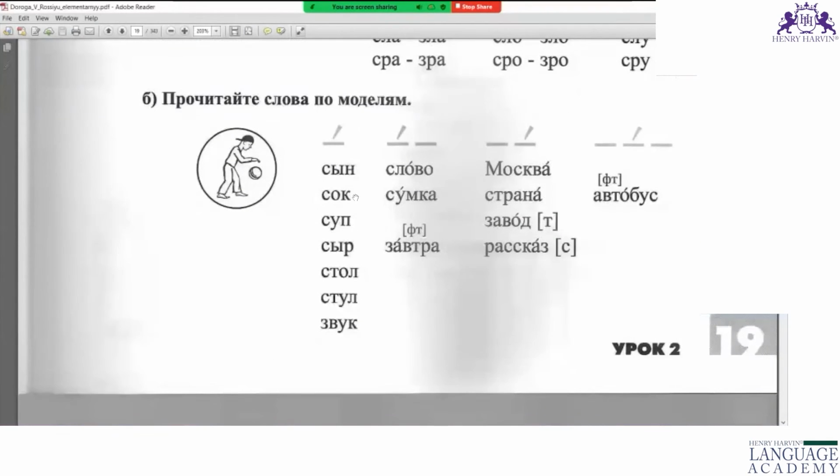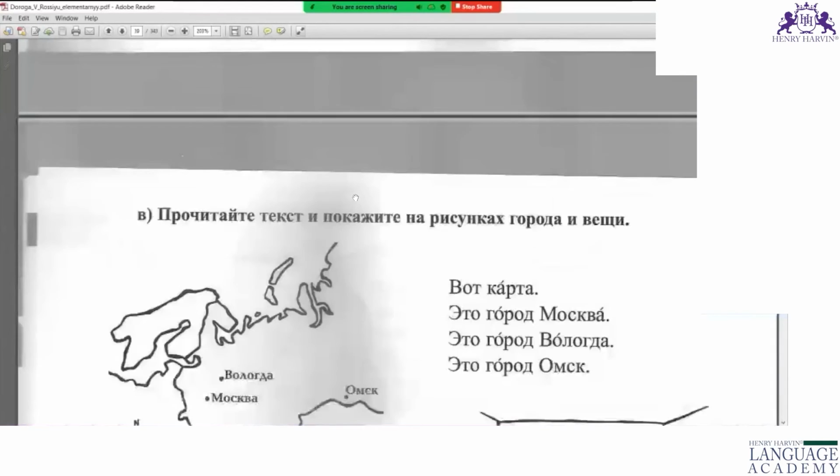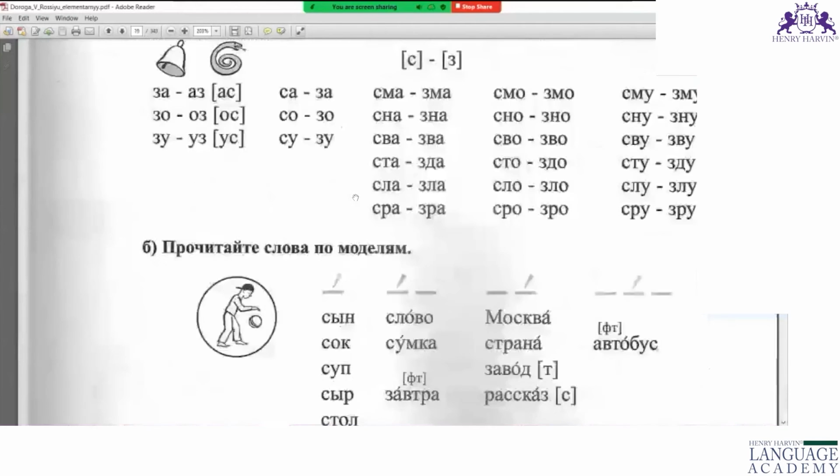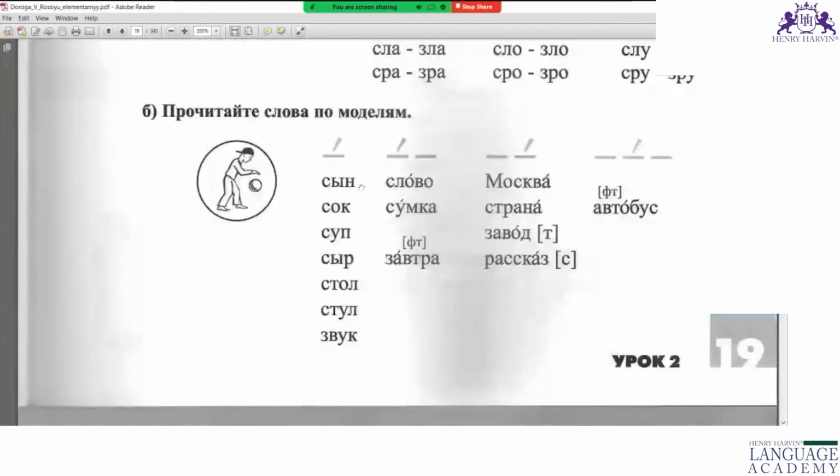Okay, so let's go to the words here. Сын, сок. So these are the last words here, the last exercise for reading. Then we'll go to sentences and grammatical rule. Сын, сок, суп, сыр, стол, стул, звук. So many new words. Vishal, can you read them? Yes, ma'am. Sin, sok, soup, sir, stol, stul, zvuk.